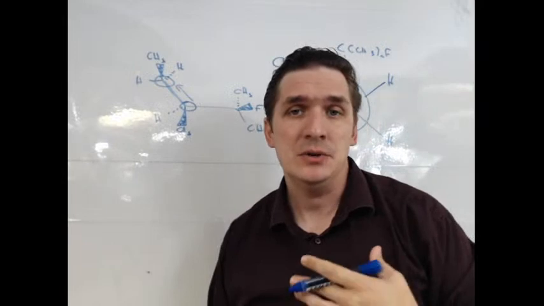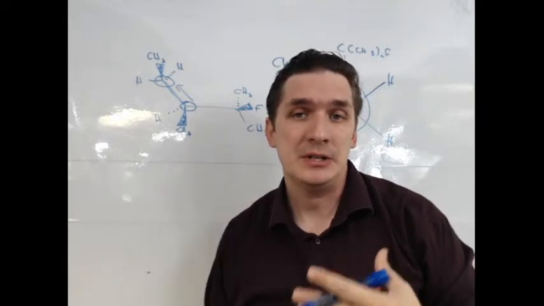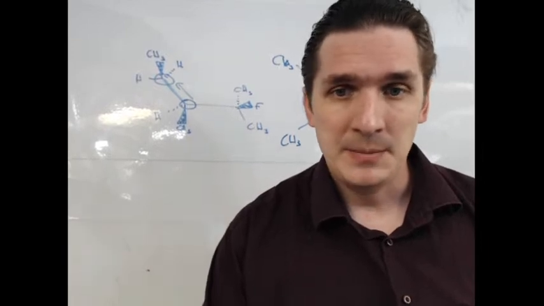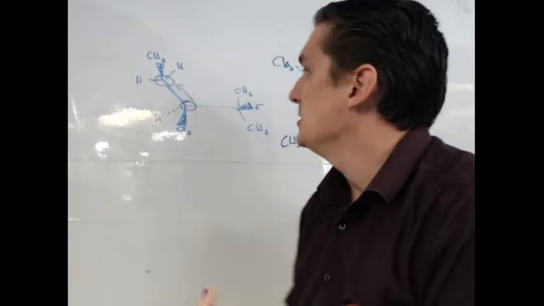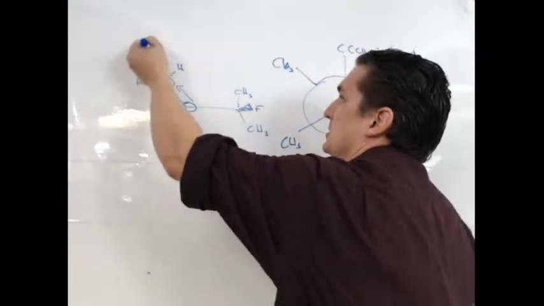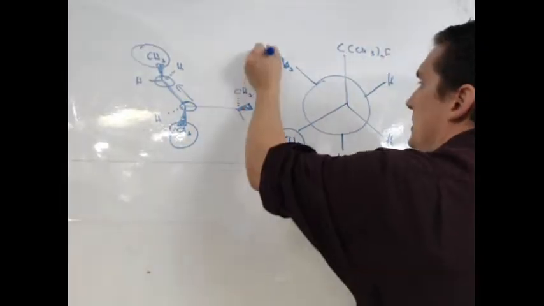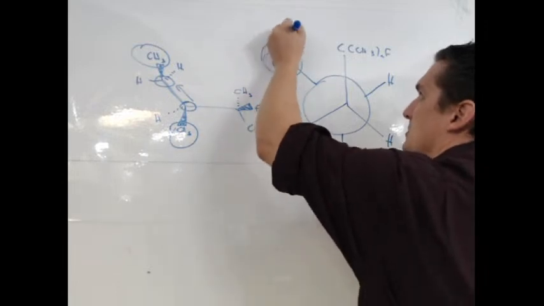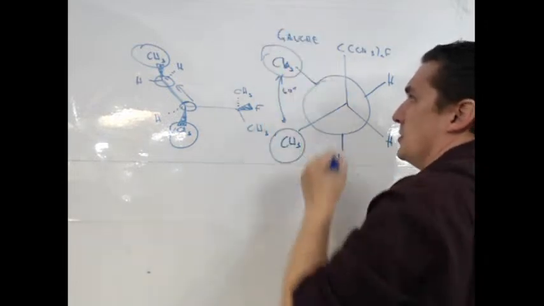Now it also wants you to identify the relationship of the two groups that are identified. So in this problem, it's identifying both methyl groups, CH3s, and it wants to know what their relationship is to each other. Since they vary by 60 degrees, this makes the methyl groups gauche.